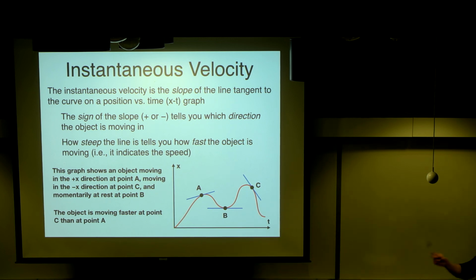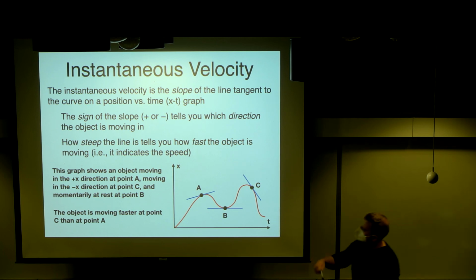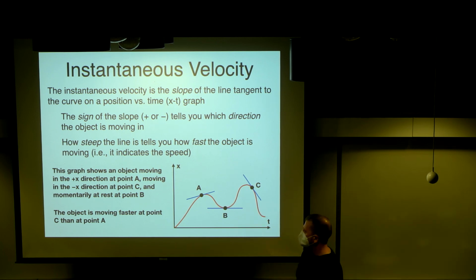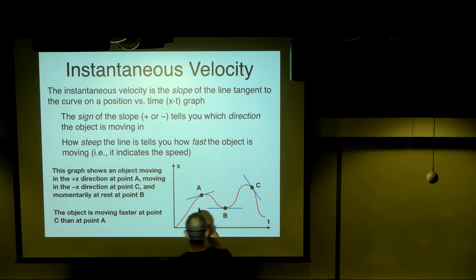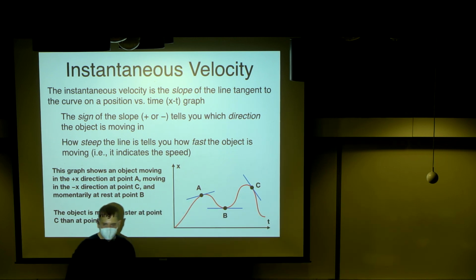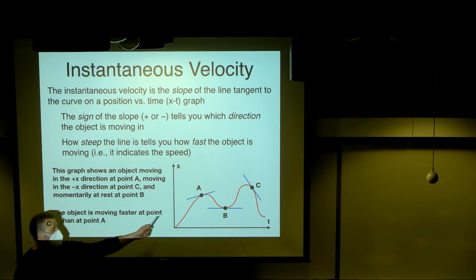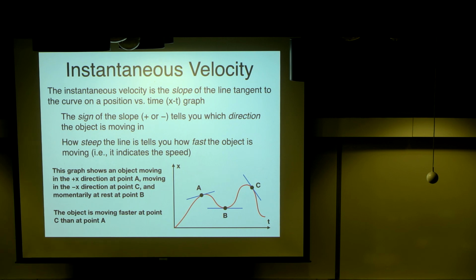So let's take a look at this example. We have this graph. We have points A, B, and C on the graph. So at point A, again, we can draw a little tangent line to the curve at point A. And we see that we're dealing with a positive slope. Okay? So we must be moving in the positive x direction at point A. That's what we say here.